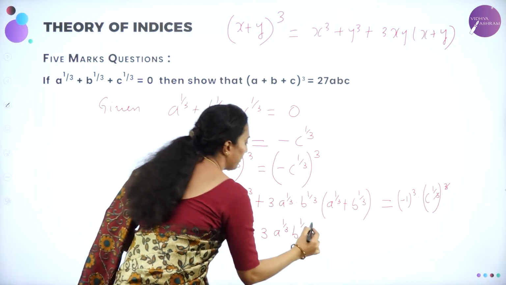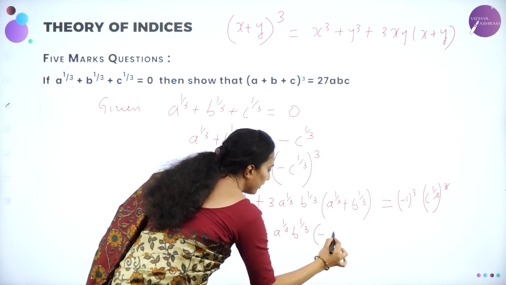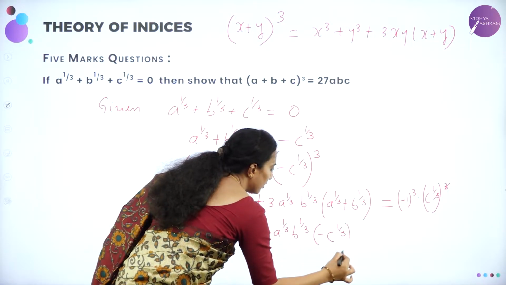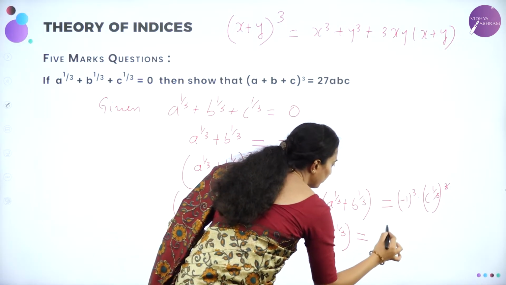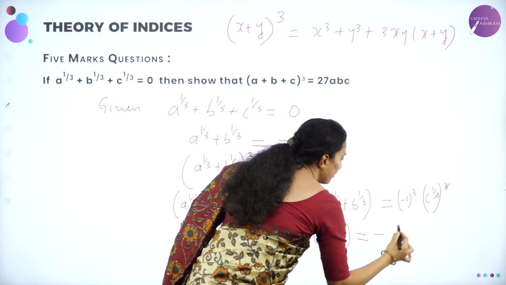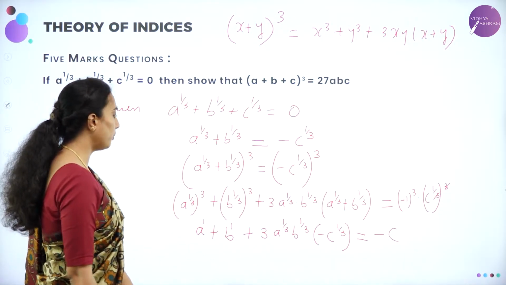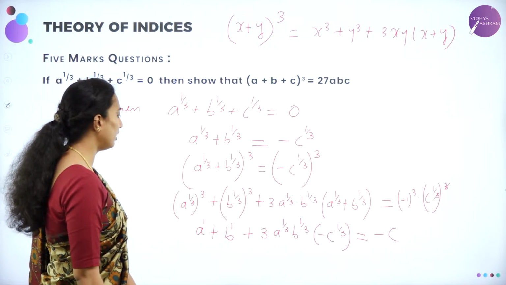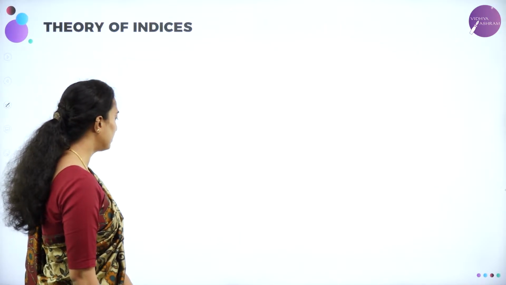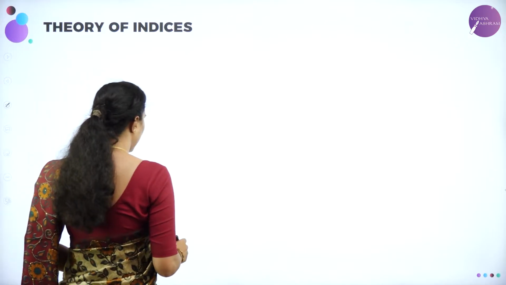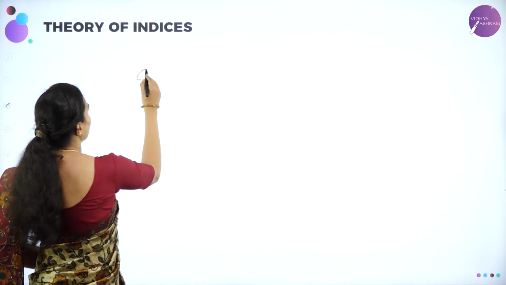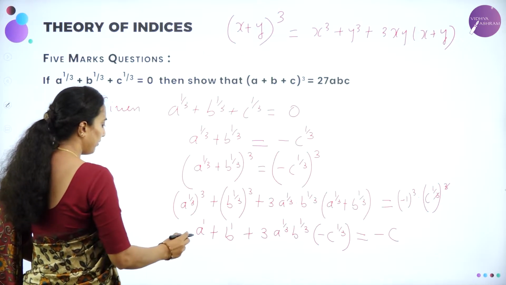Minus c power 1 by 3. So I'm going to substitute: minus c to the power of 1 by 3, whole cube, is minus c power 1 by 3, cubed, which is c. Understood this one? So you are going to have the answer. Let me write it here. What is that? a power 1 is a.